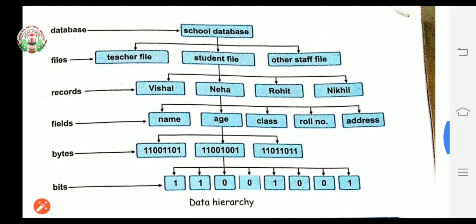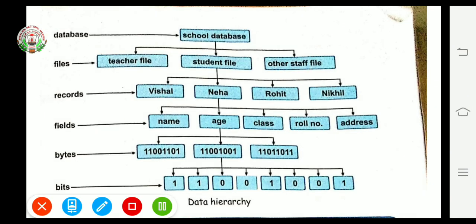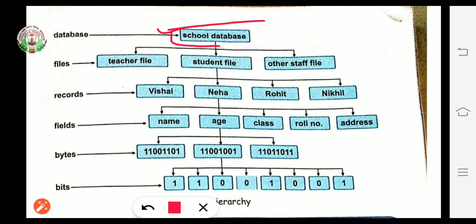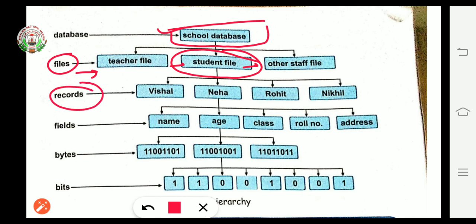Now understand with the help of one diagram. This is a diagram of data hierarchy. First we are having database, the school database. In this school database we are having some files related to teacher file, student file, or other staff file. All together it will be kept. Under this we are having some records. If you see the student file, in this student file we will have some records here: records of Vishal, Neha, Rohit, and Nikhil.